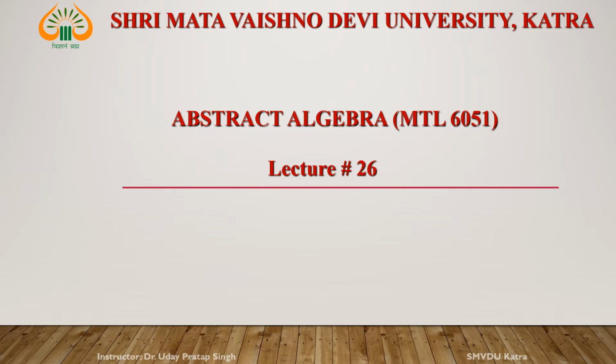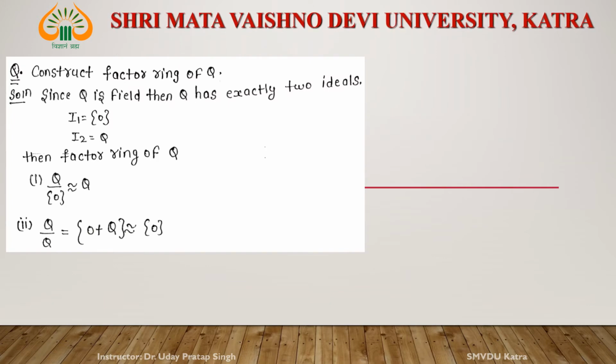In this lecture, we are going to discuss examples of factoring and some examples of maximal ideal, prime ideal, and whether the GCD of two numbers exists or not. Okay, let us see first the example of the factoring. Now construct the factor ring of Q, the set of rational numbers.